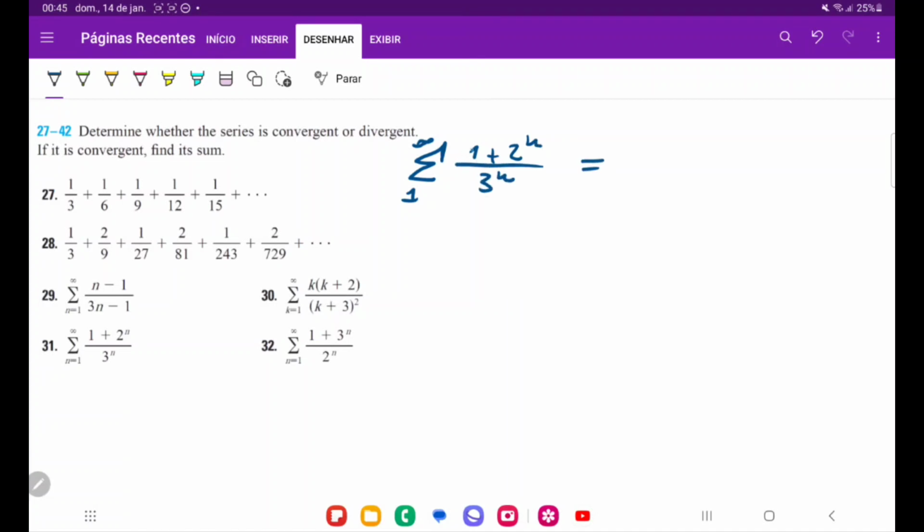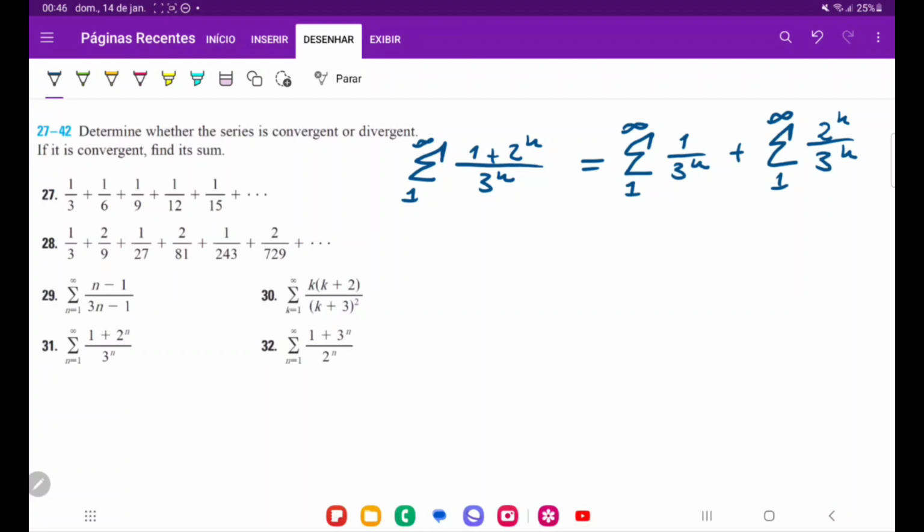I'm going to break this up into two different series because they have a single denominator, so I'm allowed to break it up. So I'm going to say that this is the sum from 1 to infinity of 1 over 3^n plus the sum from 1 to infinity of 2 to the power of n over 3 to the power of n.